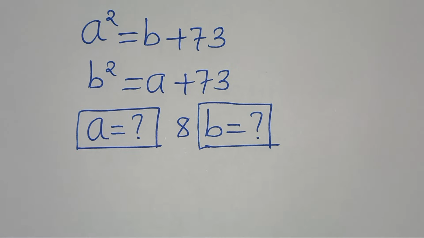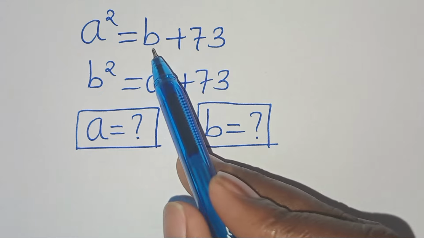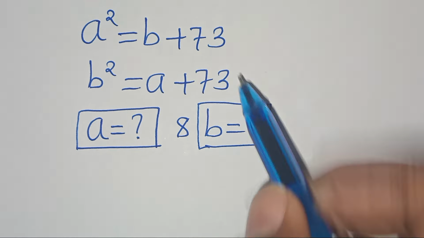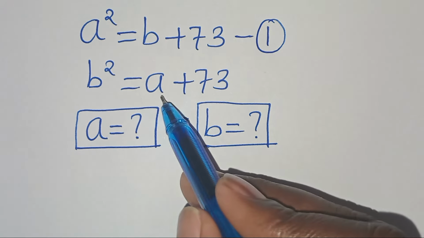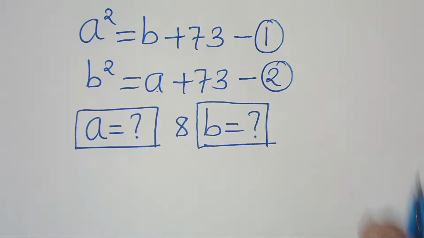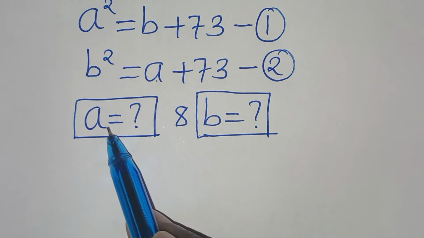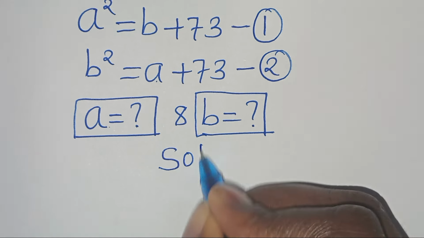Hello everyone, you're welcome to solve this nice algebra problem, which is a squared equal to b plus 73. Let's call this equation 1, and that b squared is equal to a plus 73. Let's call this equation 2. So what is the value of a and what is the value of b? So let's provide a solution from here.